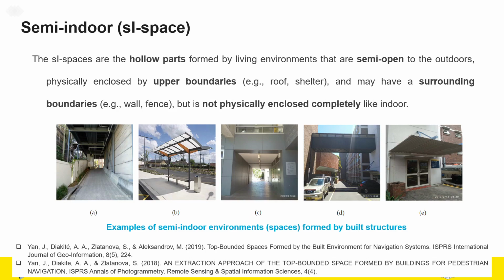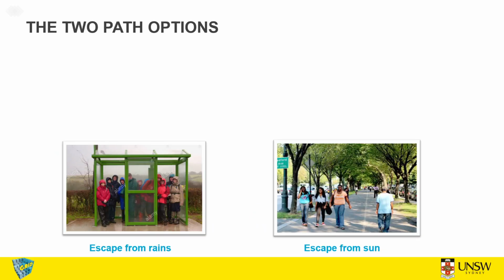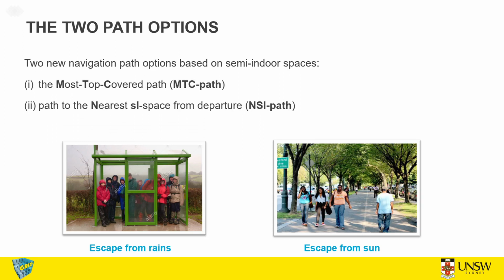Current navigation systems do not treat such spaces differently. However, some indoor spaces can enrich the navigation path options because they can provide shelters and help pedestrians to escape from rain or strong sun. Therefore, we proposed two novel path options, which make use of semi-indoor spaces. The most top-covered path, MTC path, and the path to the nearest semi-indoor spaces from departure, NSI path.